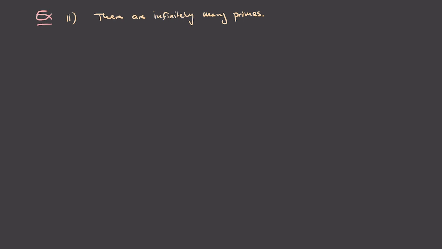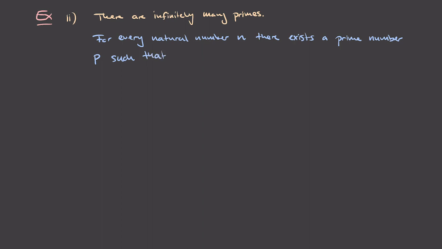The way I'm going to do this, I'm going to say that for every natural number n, there exists a prime number, which I'll call p, such that p is greater or equal than n.